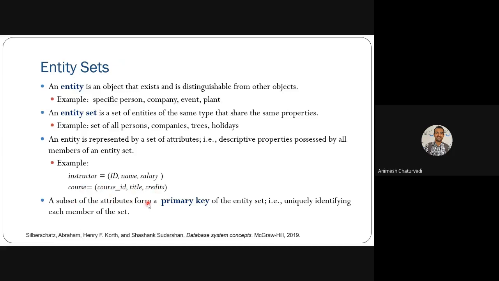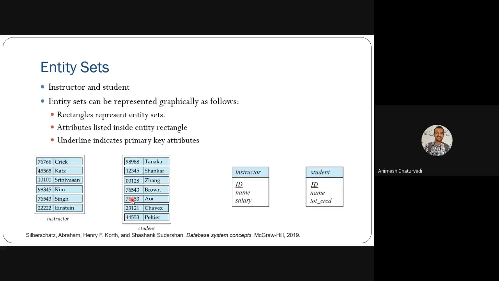Then a subset of the attributes forms the primary key. It will form the primary key of that entity set, and it will uniquely identify the members of that whole set, and analysis could be done. For example, in the case of instructor and student, this is the table for the instructor, this is the table for the student. So this is how you store the database, and this is how you store the other database too. This is type 1 database, this is type 2 database, and both are tables, and these are basically relational models.